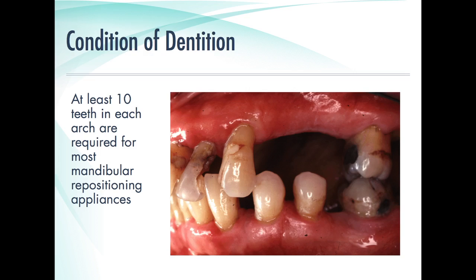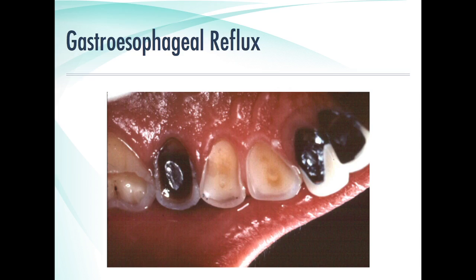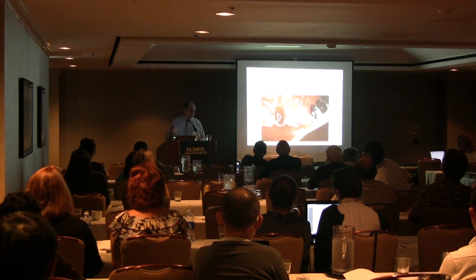Okay, condition of the dentition. You've got to have 10 teeth, and they've got to be 10 good teeth. As long as we have 10 teeth, we can actually make them for edentulous patients too, but we like to have teeth because they work better. A number one cause, this should be on the test, everyone should know this: a number one cause of GERD is sleep apnea. People don't know that.